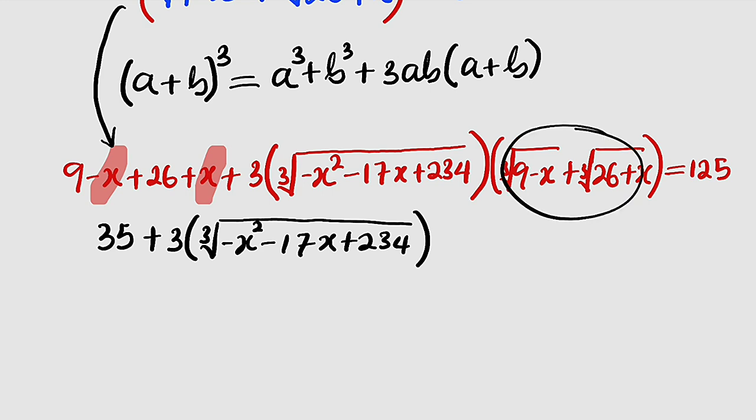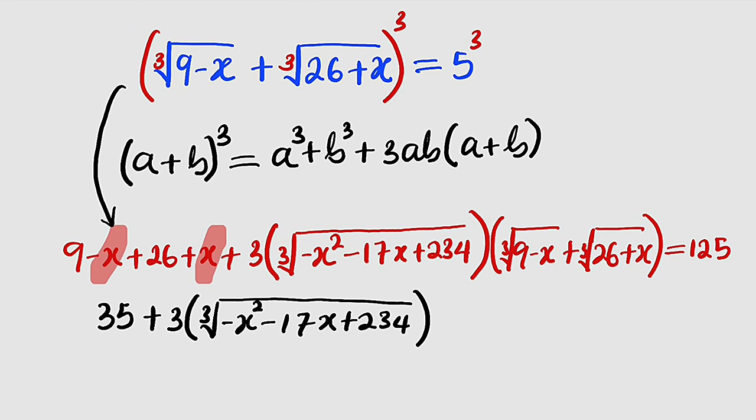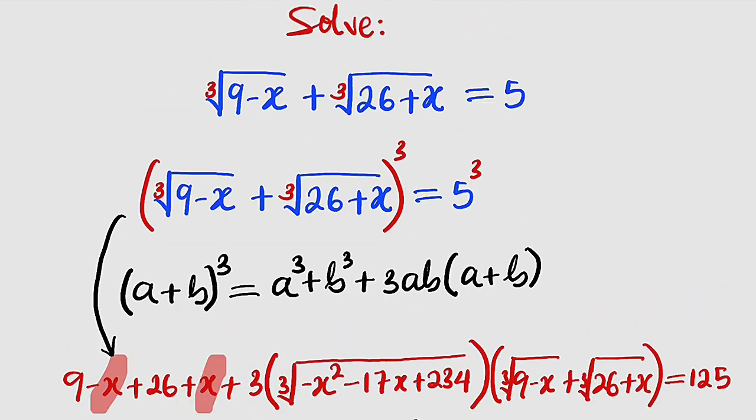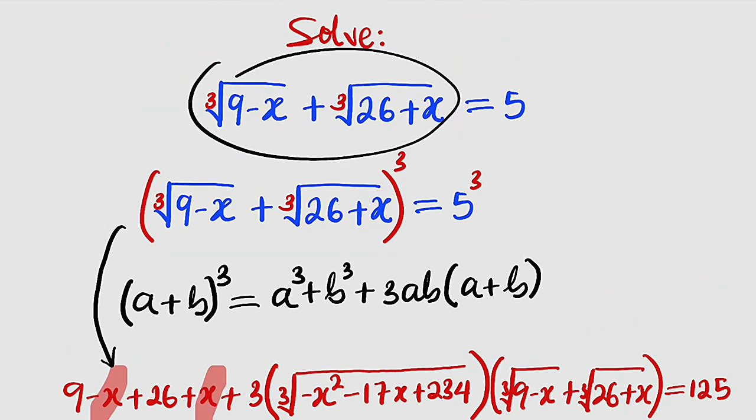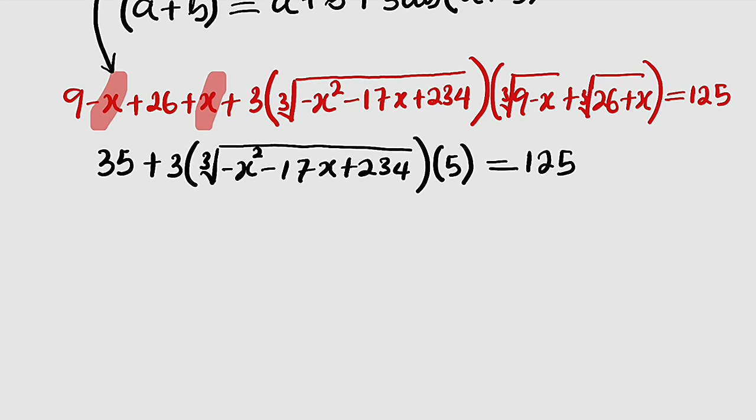multiplied by this. But if you observe, this is equal to 5. The cube root of 9 minus x plus the cube root of 26 plus x is equal to 5. You see that from the original equation? So we are going to substitute that with 5. And this is equal to 125.